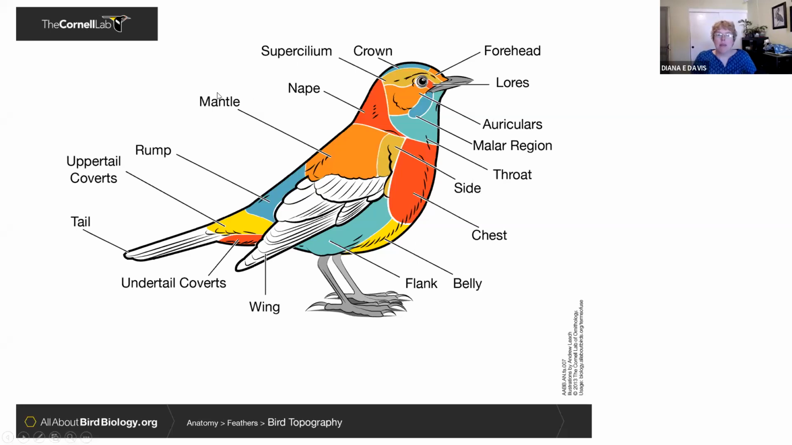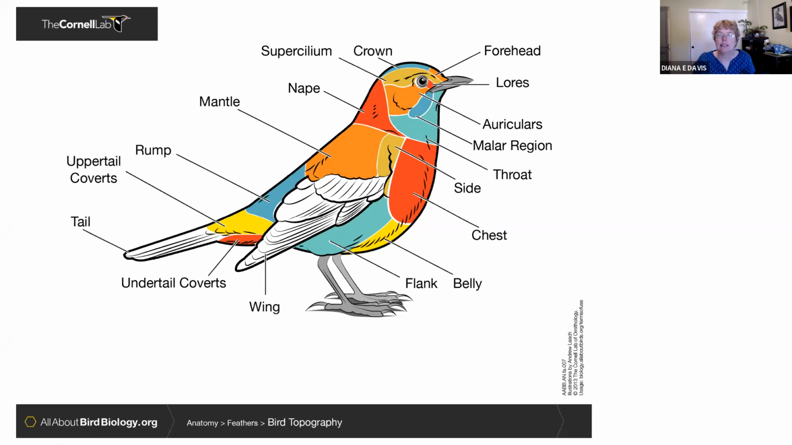All right. Mantle refers kind of to the upper back. Nape is the nape of the neck, just like where you scruff a cat or a dog. We call that a nape.